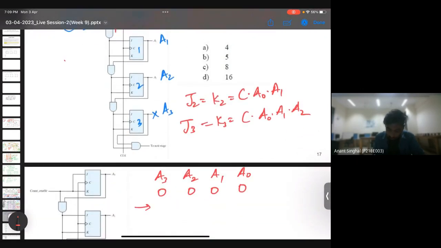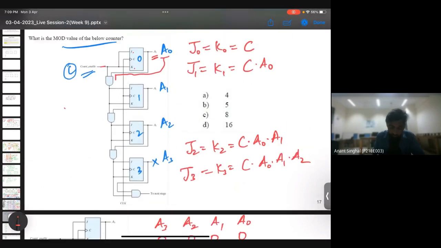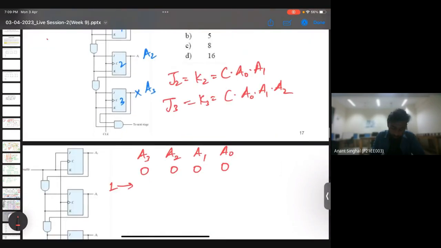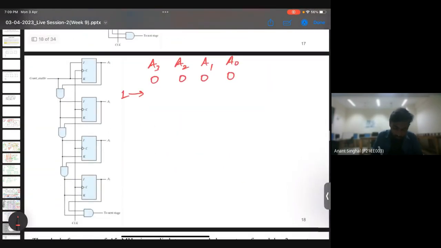So for the first clock, what will happen? This is count enable, so this will be 1. This you can see it will always be 1. I can write it here also. So for the first A0, it will always remain 1 and 1. So it will always toggle, right? So we can write this something like this.